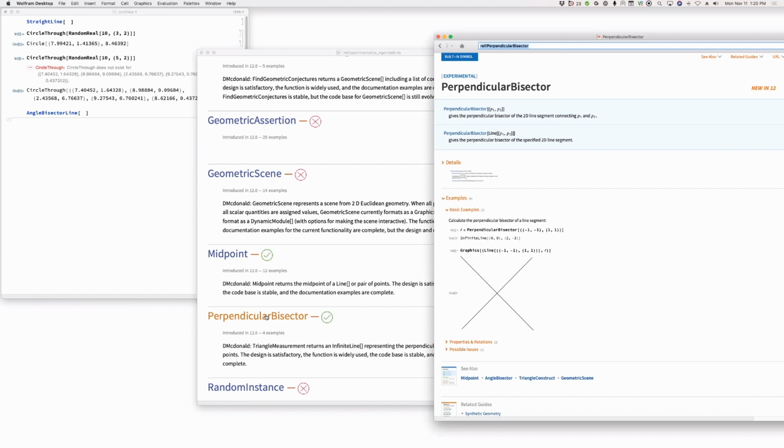Currently, it's just an infinite line, so we can do perpendicular bisector line. I like this. I'm concerned with putting line in there because it's not our line primitive. It's an infinite line. That's okay. It already gives the idea that it's a line. I would argue that so does being called angle bisector and perpendicular bisector.